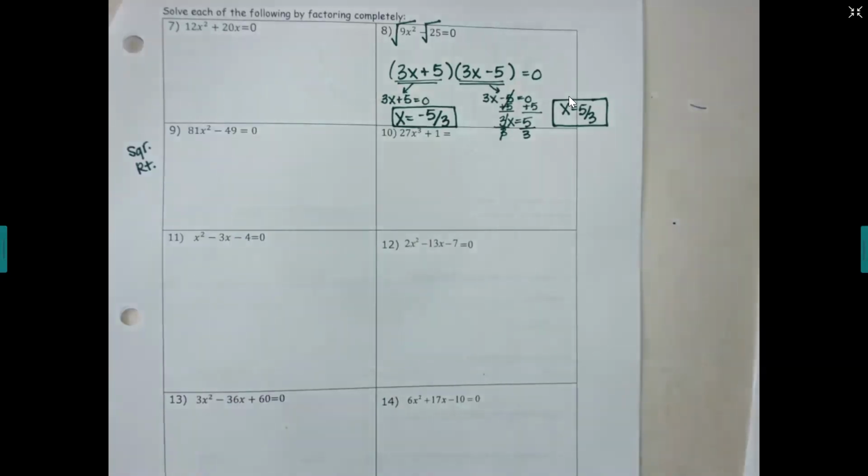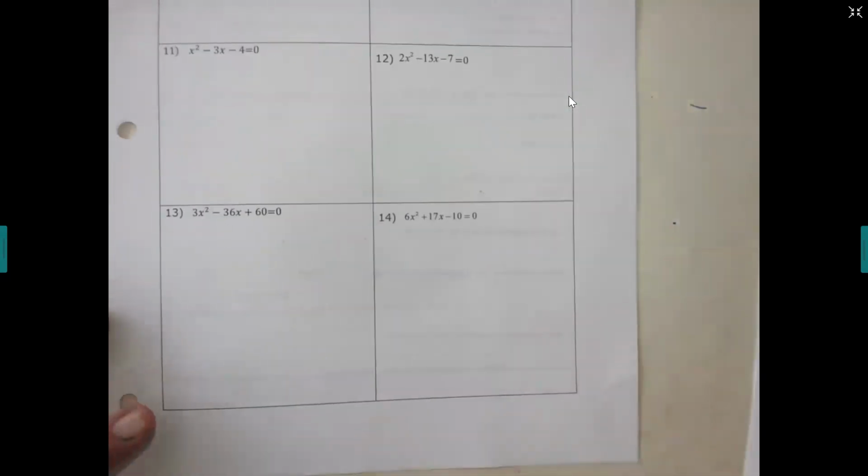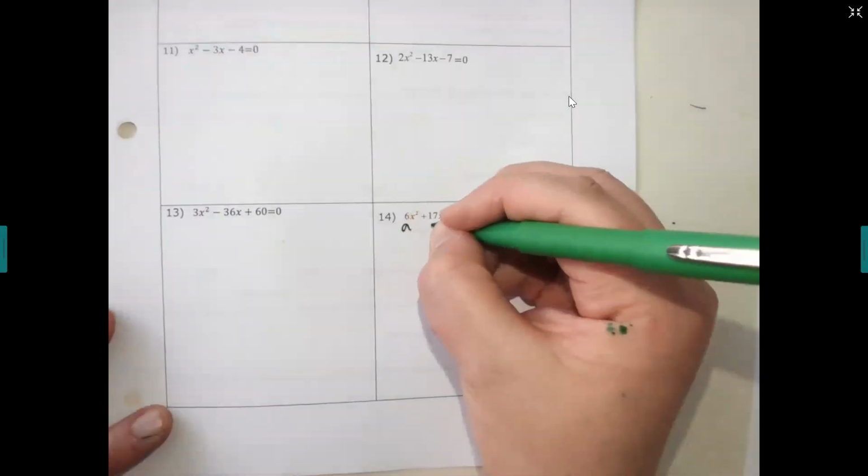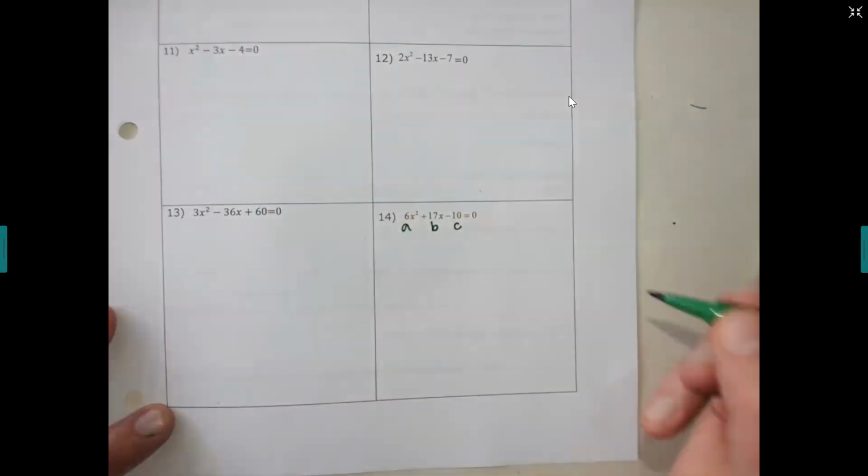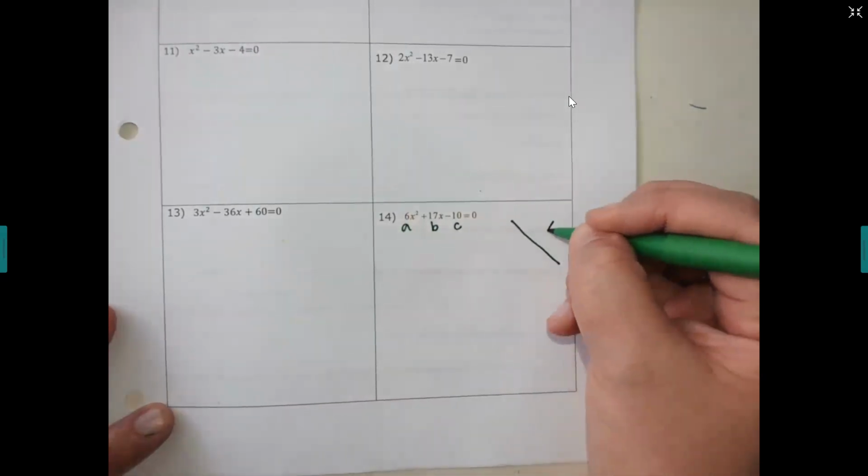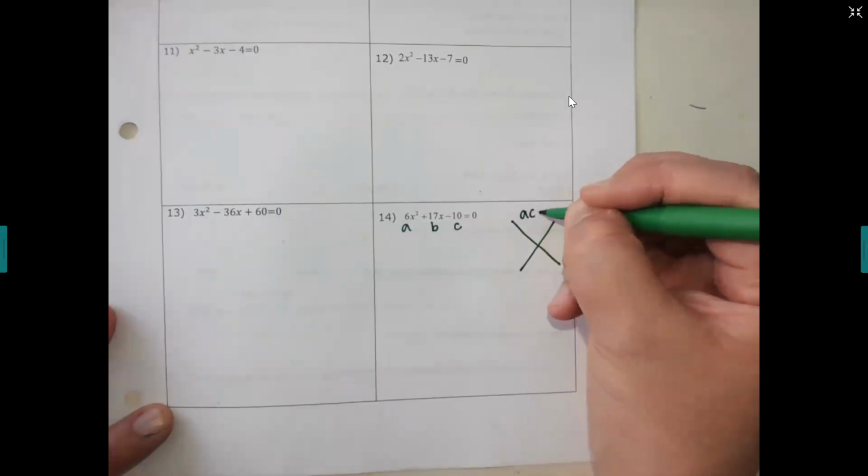Okay, next one I'm looking for is gonna be one where I'll do the AC chart on. You have to have an A, a B, and a C. What numbers can I do the AC chart on? Pretty much all the boxes, right? So let's do number 14. Label your ABC. And then remember, at the top of your chart, you want AC.